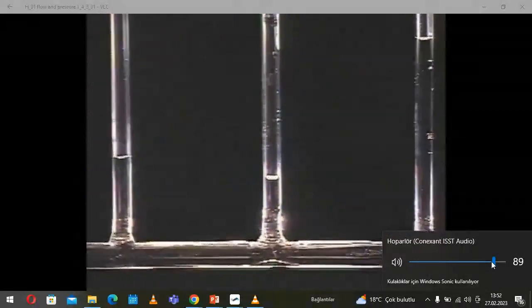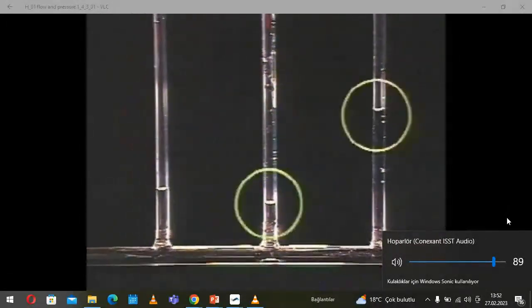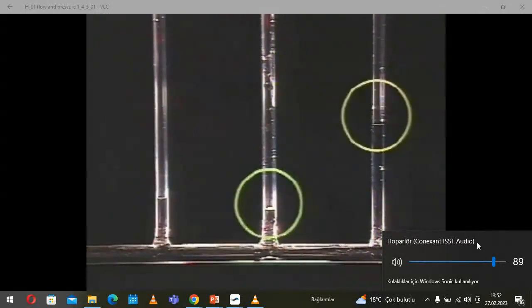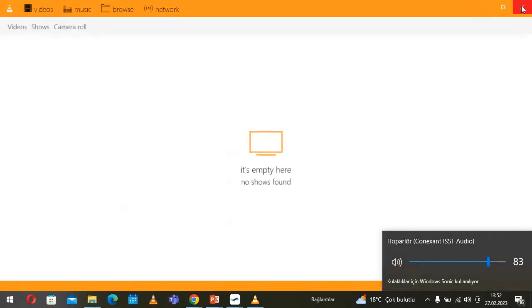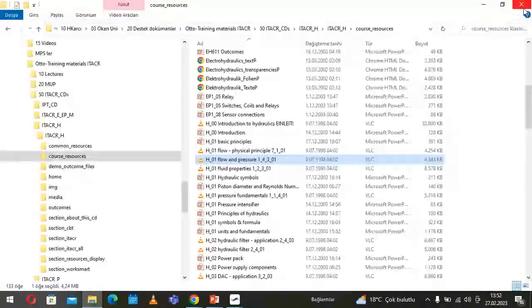In a narrow passage called a throttle, flow velocity is higher. This causes turbulence. The higher the flow velocity, the lower the pressure. Our experiment shows this clearly. The lowest water column is over the narrow passage in the middle tube, which means that pressure is lowest at this point.